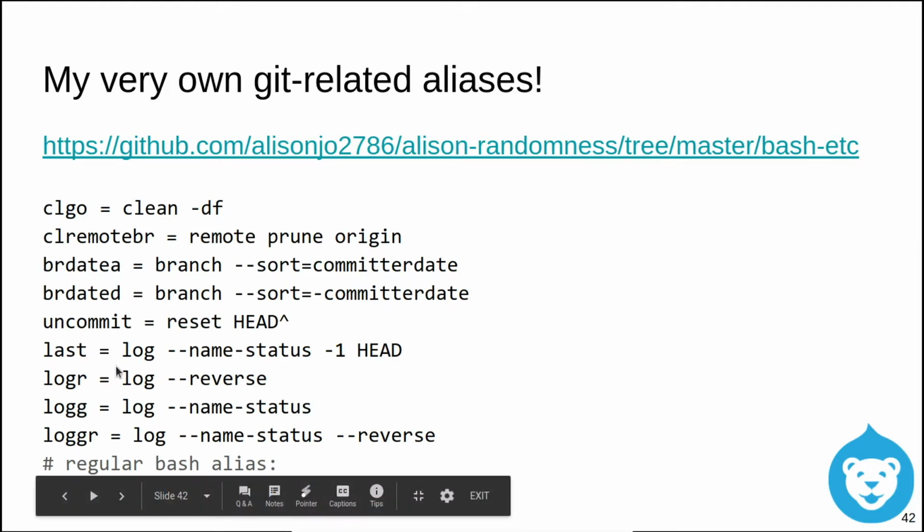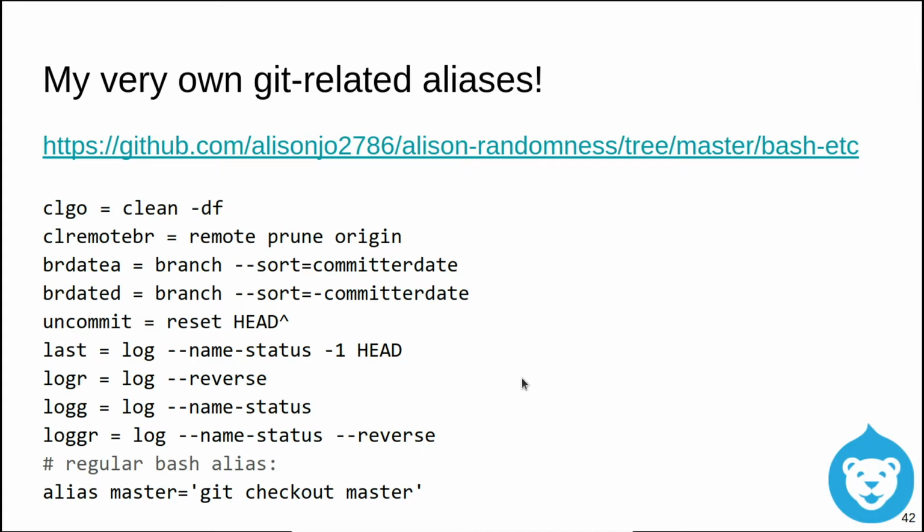I use the git last all the time. These are great, I think. And then I also have, in my regular bash alias file, so that's not in the git config, it's in the regular bash alias file, I just have it so I can just say master and it takes me to master.